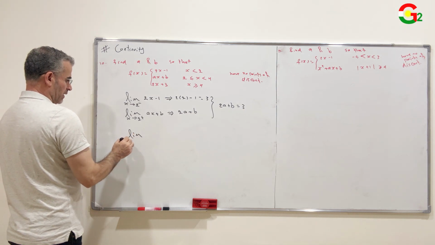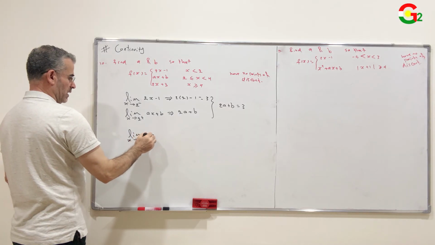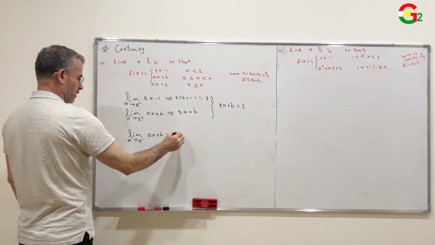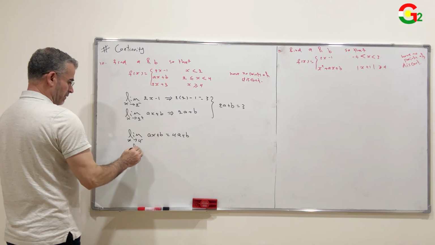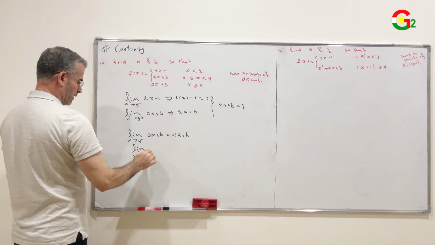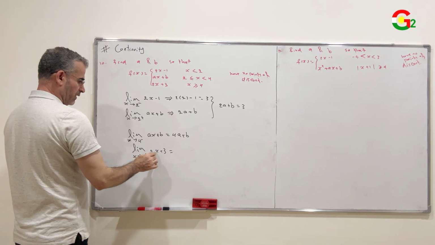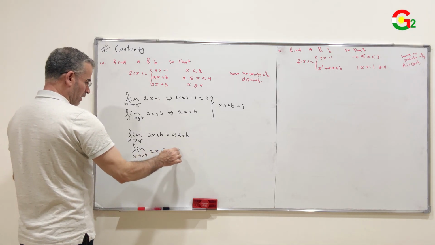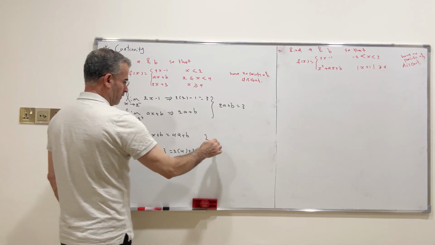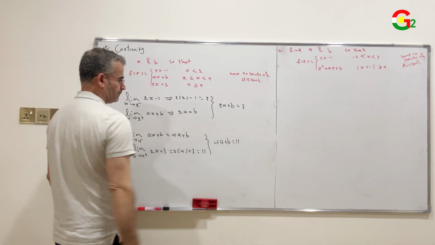And now I'll find the limit when x approaches 4 from the left. I'll use this segment ax plus b, substitute every x with 4. The answer is 4a plus b. And the limit when x approaches 4 from the right, when x is greater than 4, the function is 2x plus 3. Substitute every x with 4, then 2 times 4 plus 3 equal to 11. And 4a plus b should be equal to 11.